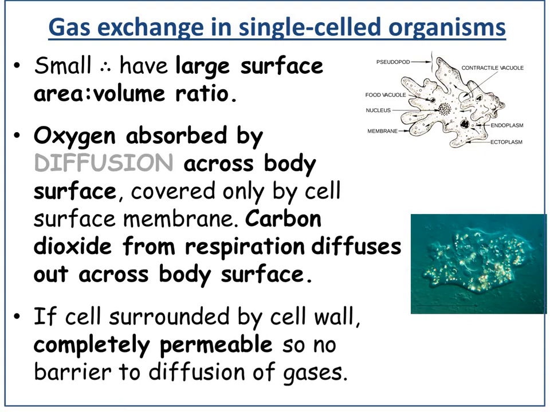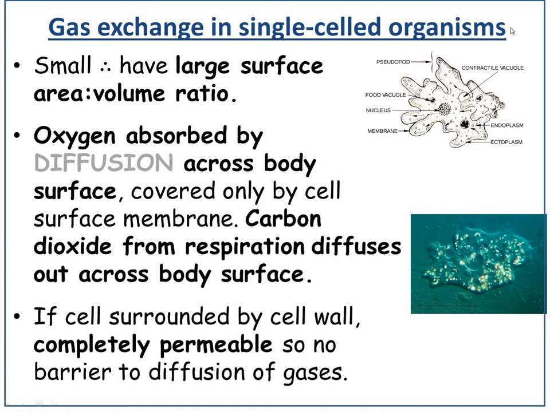So single-celled organisms like amoeba are small, therefore they have a large surface area to volume ratio. And because of that, their oxygen can simply diffuse across the body surface, across the cell surface membrane. And then carbon dioxide can simply diffuse back out across the body surface. And if it's a single-celled organism with a cell wall, then that is completely permeable. So there isn't any barrier to diffusion of gases.